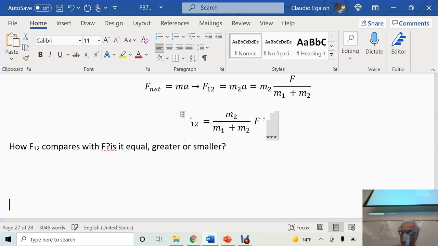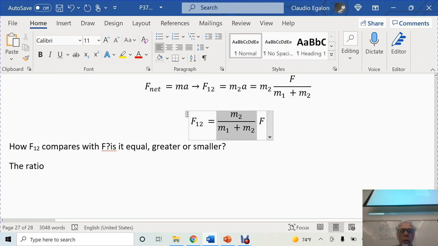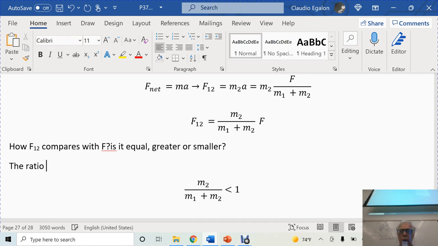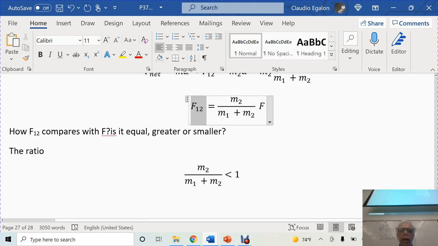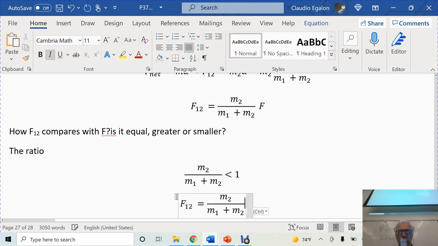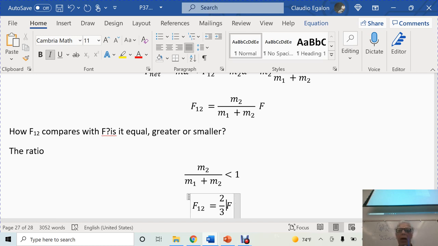So we go ahead and look at the math, right? The ratio M2 divided by M1 plus M2 is less than 1. Consequently, F12 is equal to a number that is less than 1 times F. Let's say 0.5, right? No, not 0.5, it's 2/3, sorry. So F12 is going to be less than F. It's 66% of F. What does it imply? It implies that F12 is less than F.